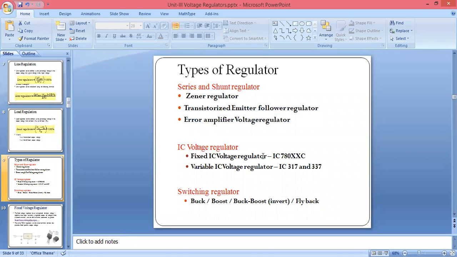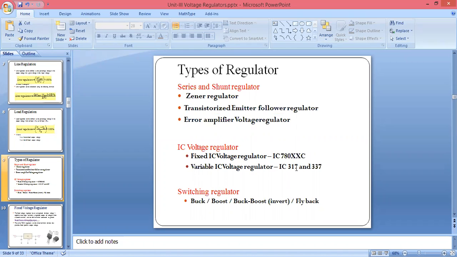fixed IC voltage regulator. And for variable, we have in our syllabus IC 317 and IC 337. These two types of IC will give variable voltage. So we can call that IC as the IC which will give variable voltage. So we can call this IC a variable IC voltage regulator.